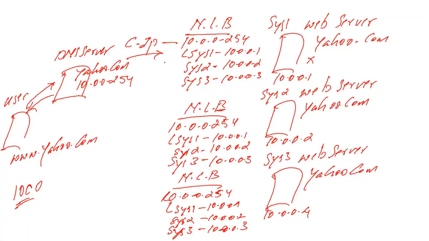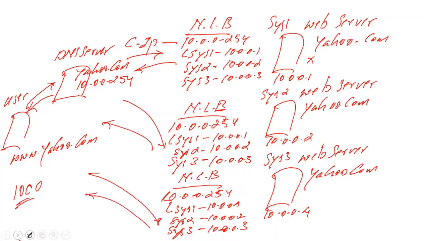So network load balancing will decide which host is available to give the answer to this client. So right now my host one is available, so my system one host will give the answer to this client. If the system one host is down, your network load balancing will forward the request to my system two host, and the system two host will give the answer. If the system two host is busy, the request will go to the system three host, and the system three host will give the answer.